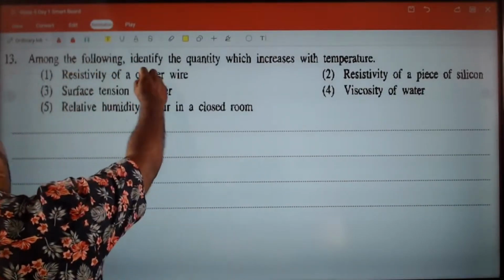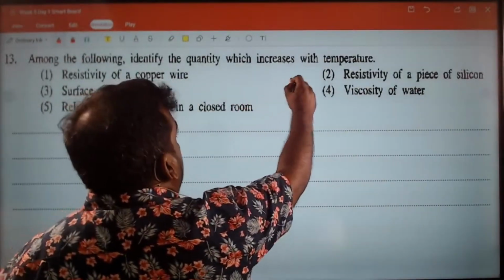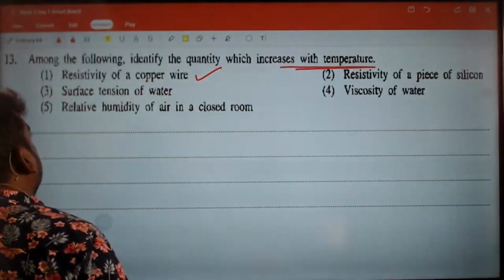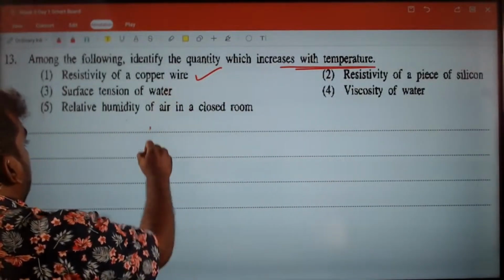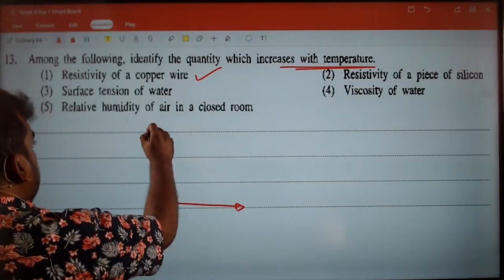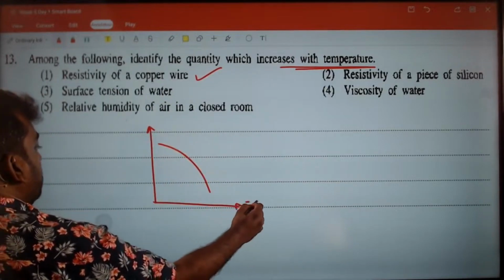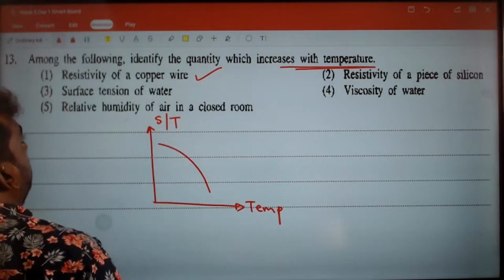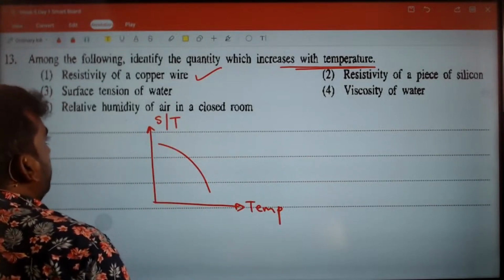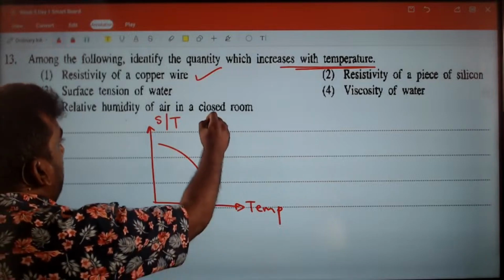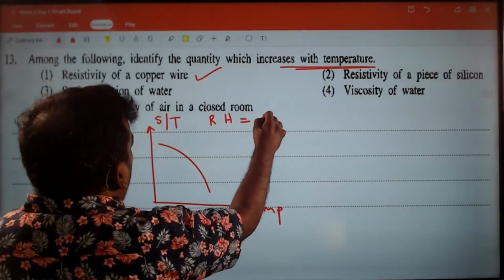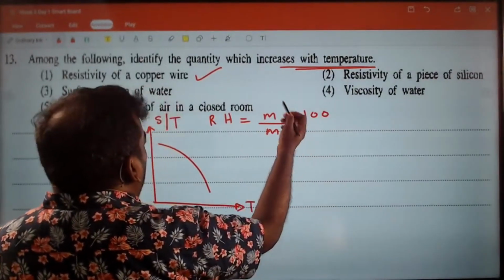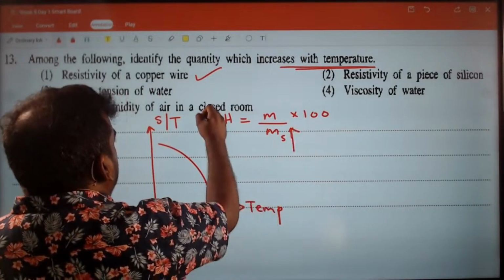Among the following, identify the quantity which increases with temperature. Surface tension reduces with temperature. Relative humidity of a closed room, RH is equal to M over Ms. When temperature increases, Ms increases, RH reduces.